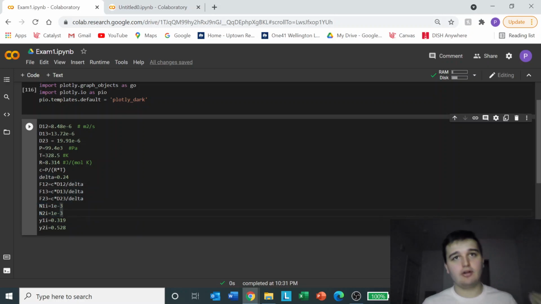N1i and N2i are our initial guesses, and that is from the order of magnitude estimate that we did in part 1. That allowed us to check the orders of magnitude of the variables already in the equation that we knew, and from that we deduced that the molar fluxes had to have an order of magnitude of 1e-3. And then we're also given the mole fractions of the methanol and acetone at the liquid interface.